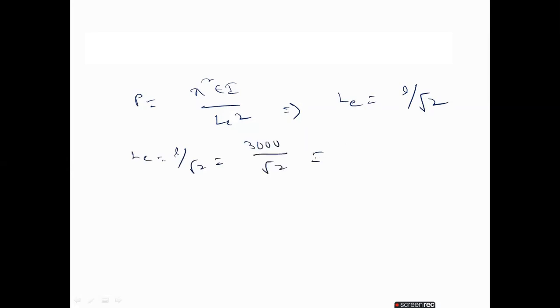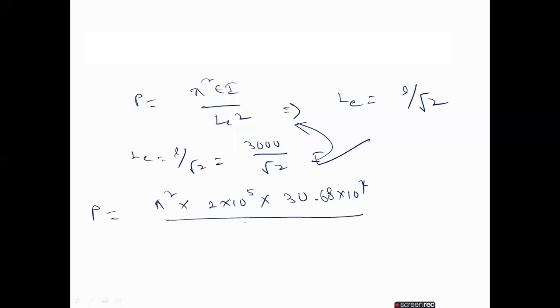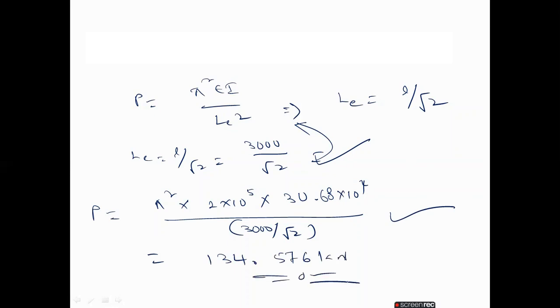Substitute into this equation: P equals pi square into 2 into 10 to the power of 5, and I is 30.68 into 10 to the power of 4, divided by (3000 by square root of 2) whole square. Once you calculate this, we get the answer 134.576 kilonewton. So this is the calculation for the crippling load under different conditions. Even when we considered the effective length, we got the same values.